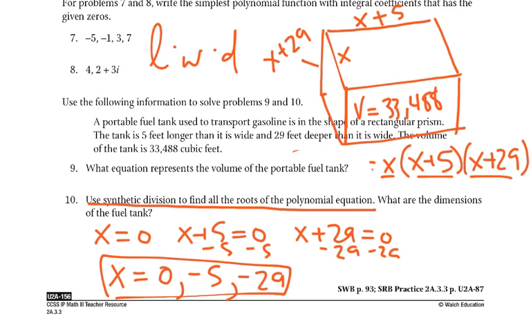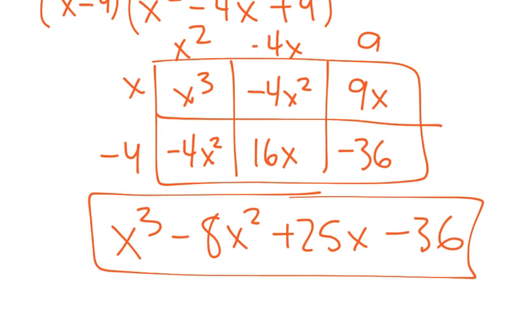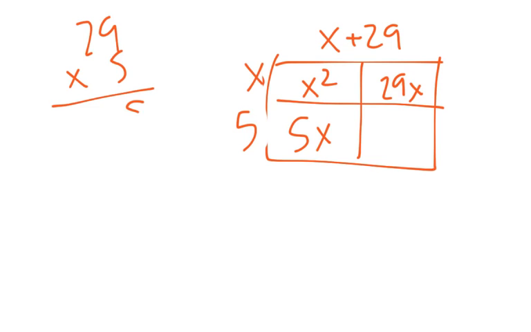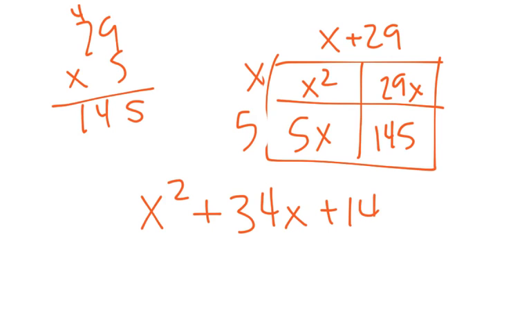So to find our equation, we're going to need to multiply here. So let's clear some space. So we have x plus 29, and then we've got x and positive 5, right? So we get x squared, 29x, 5x, and then 29 times 5, 145. So it would be x squared plus 34x plus 145 would be our equation, right?